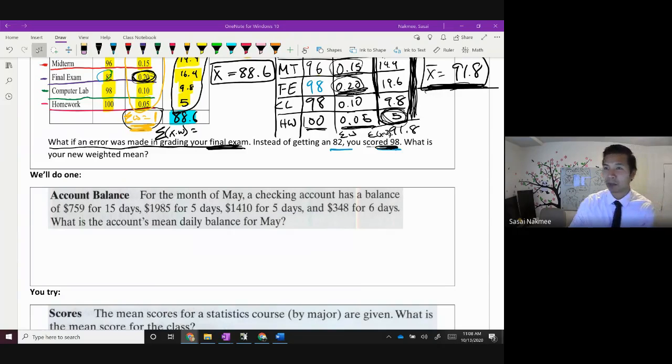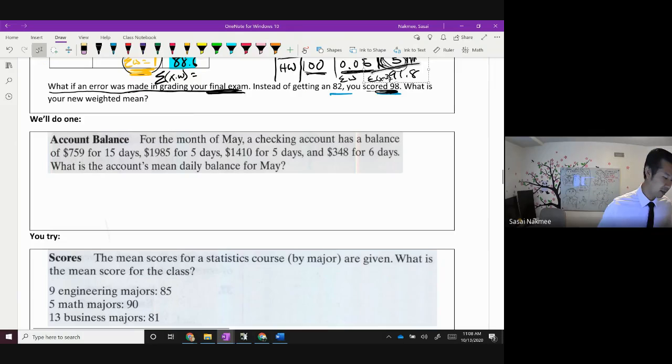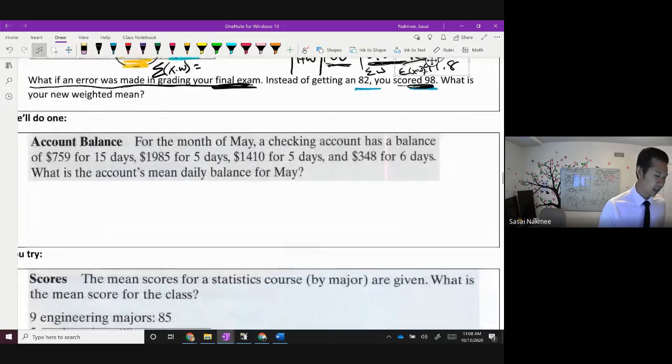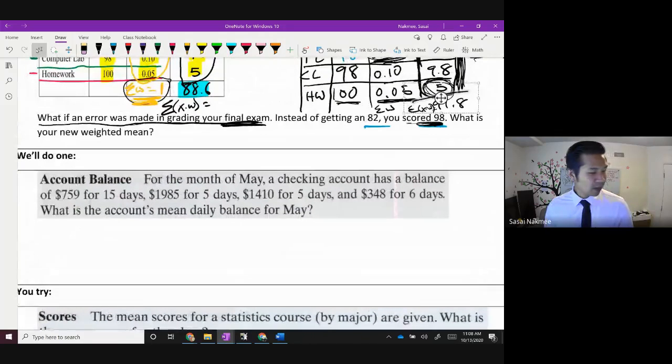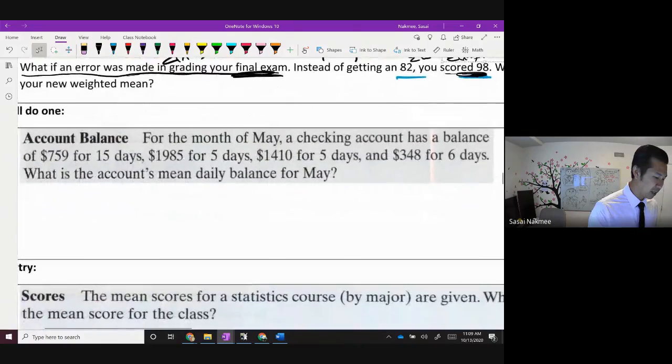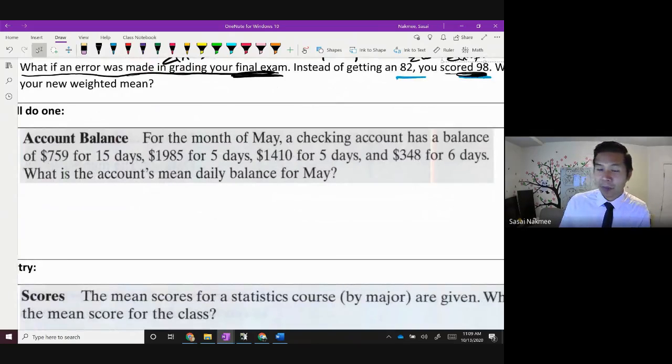And we're on this problem right here, the account balance. The account balance. So I'm going to zoom in a little bit, and we're just going to focus on this guy right there. Okay. The account balance for the month of May, a checking account has a balance of $759 for 15 days, $1,985 for 5 days, $1,410 for 5 days, and $348 for 6 days. What's the account mean daily balance? So I'm going to go ahead and zoom in a little bit more there so I can see that a little bit better. Right? So let's do this together, guys.